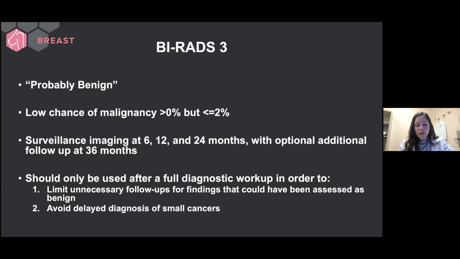We also want to make sure we're not delaying diagnosis of small cancers that could have been diagnosed with a full diagnostic workup. So we never give a BI-RADS 3 assessment directly from a screening exam. We always want to bring that patient back, do a full diagnostic workup before using this category.